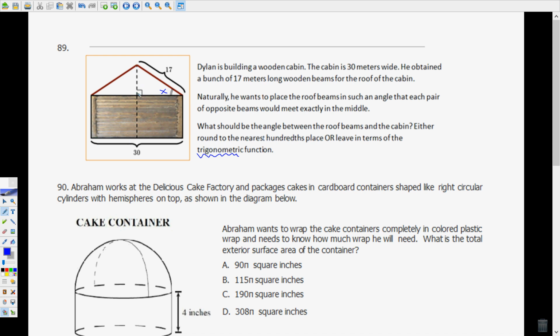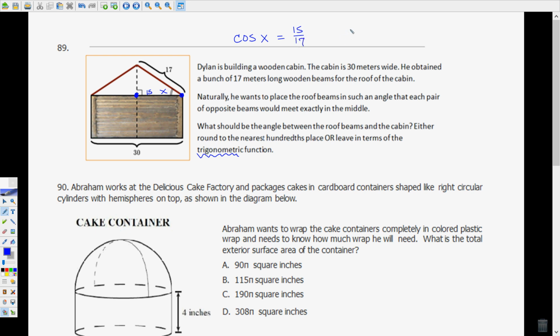If that comes down and meets right in the middle here, then that means it splits this 30 in half. So this would be 15, this length from the blue dot to the edge over here. So we can use cosine because we have the adjacent side and we have the hypotenuse. So we just need to find the angle. So we're going to use the inverse cosine. So cosine of x is equal to 15 over 17.